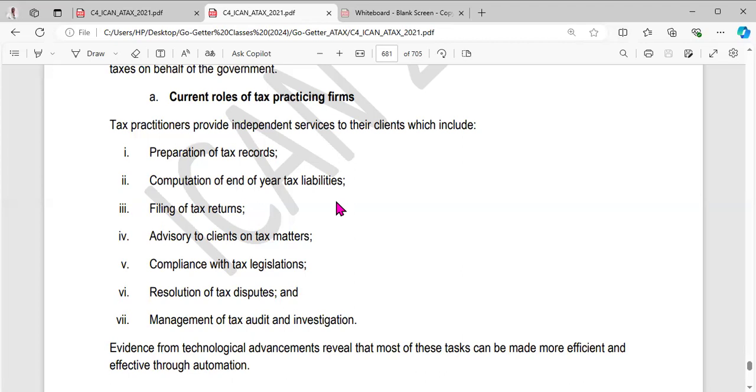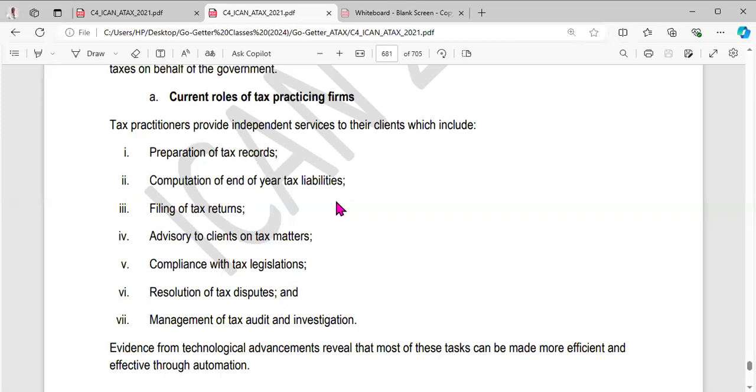So they advise tax clients on tax matters. For example, they can advise, can you go for pioneer legislation? Can you take advantage of your capital gains tax to roll over? These are some of the advice they advise clients.